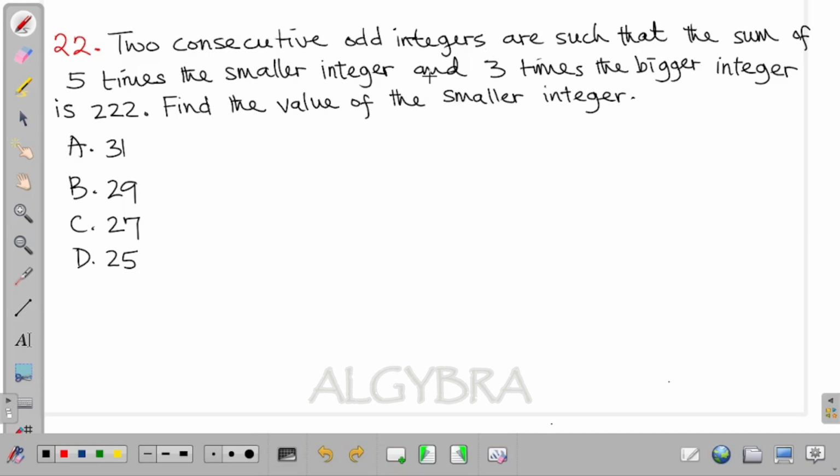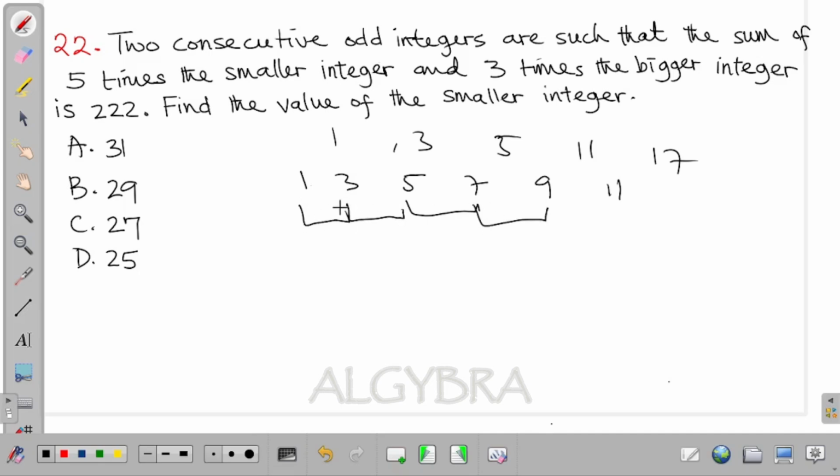Okay, so in this case we're working with integers, and not just integers, we're talking about odd integers. So odd integers are integers like 1, 3, 5, 11, 17. But they say that the numbers are consecutive, so that means they are one after the other in succession. So it's something like 1, 3, 5, 7, 9, 11. So when they are consecutive, it means they are in succession. For example, it can be 5 and 7, or 7 and 9, or 3 and 5, or 1 and 3, something like that.